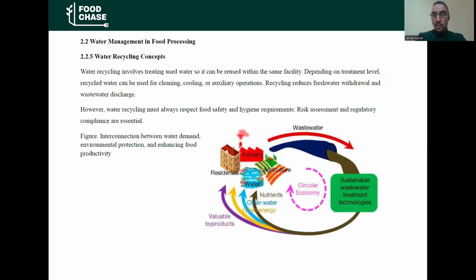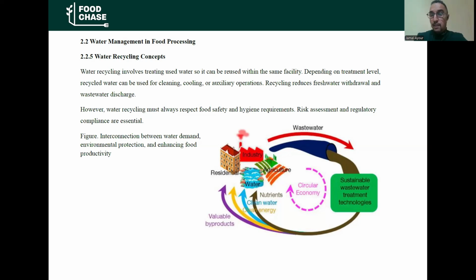The water recycling concept is also one of the principal questions for different industries, with regulations that encourage the use of this type of recycling concept with different systems.